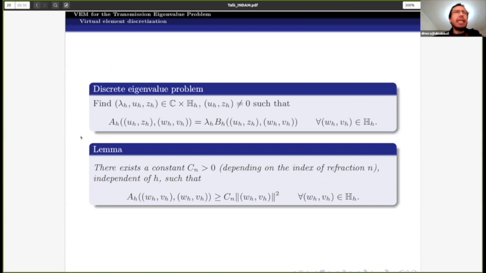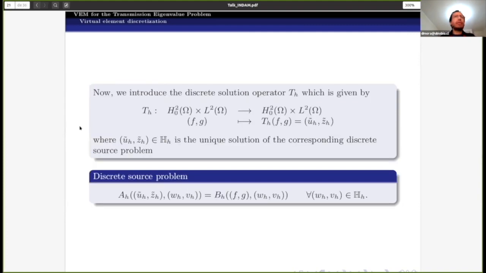And with the local sesquilinear form we construct the global one, and with the global one we define the discrete eigenvalue problem, which is written in this way. Because of the definition of the sesquilinear form A, we immediately have that A is coercive, so we have this lemma. As a consequence, we can introduce the second ingredient to analyze this kind of problem, which is the discrete solution operator.